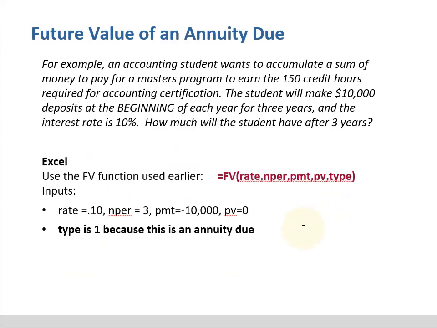You need to change your input just a little bit if you're using Excel to solve these problems. When there is an annuity due, type is 1. If it's an ordinary annuity, type is 0. When it's annuity due, type is 1. Try this in Excel. Get the function and replace with these facts down here, and you should get the answer that we got a moment ago of $36,410.